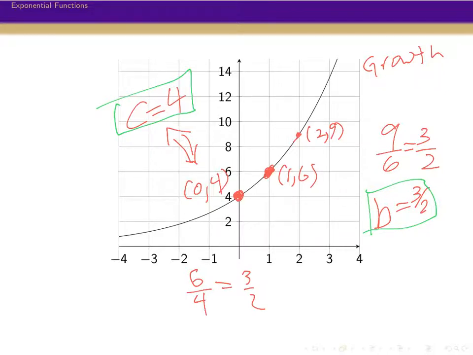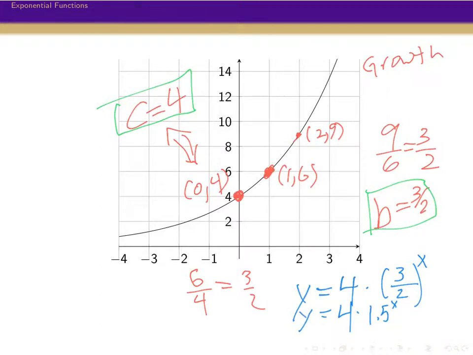And so our function here is y is equal to 4 times 3 halves to the x power. Or we might write it as 4 times 1.5 to the x. Okay, and that's our exponential function.